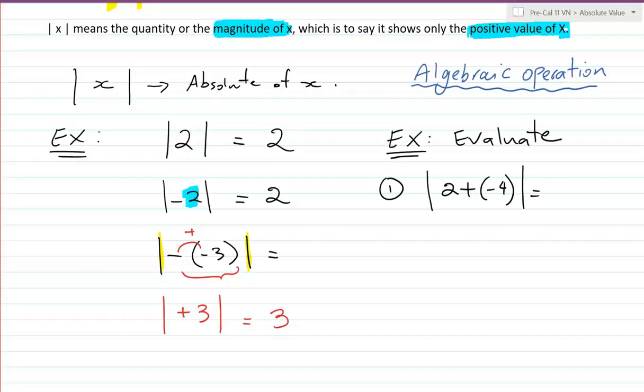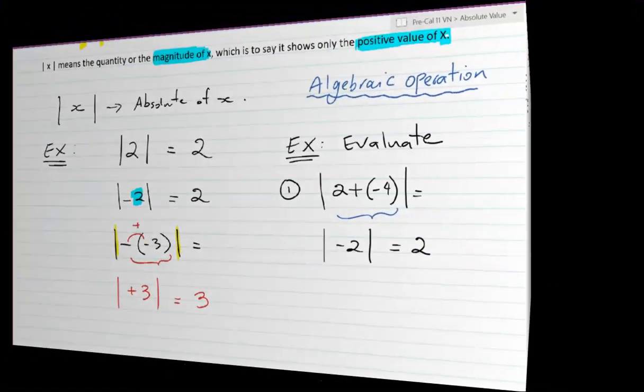Now let's look at some algebraic operations. Let's look at this example. We're going to evaluate these expressions and see what happens, and we're going to follow BEDMAS. So here it is, the first one, 2 plus negative 4 inside the absolute value. We're going to use the absolute value sign as the main bracket, so we have to deal with the inside first. When we do that, 2 minus 4 is negative 2 inside the absolute value. And then the absolute value of negative 2 is positive 2. Simple as that.